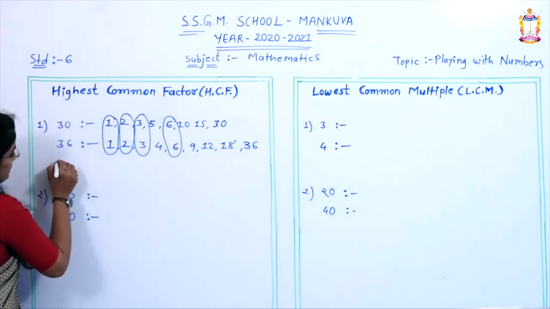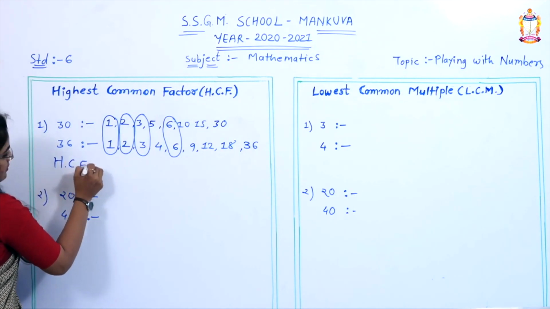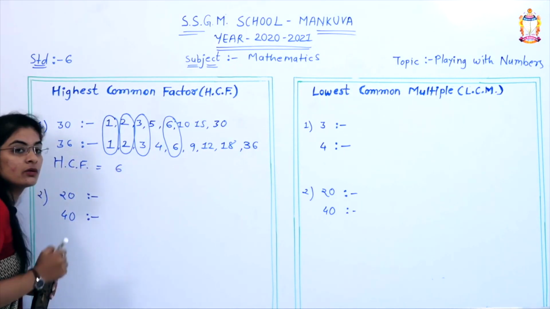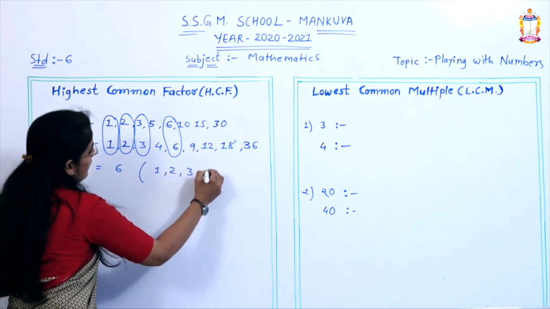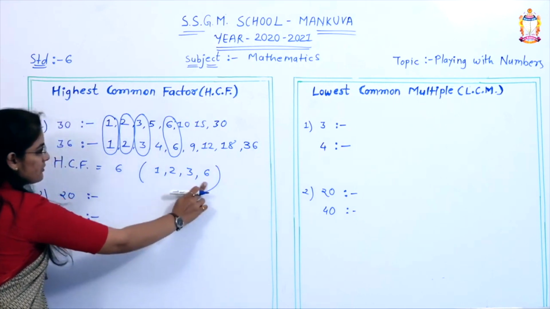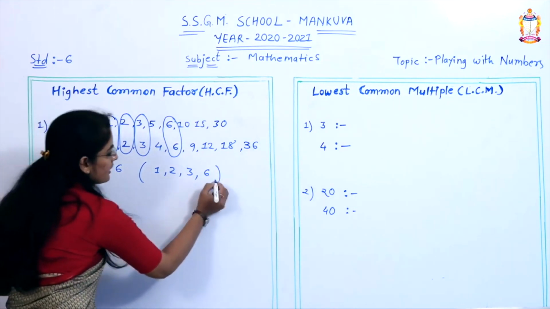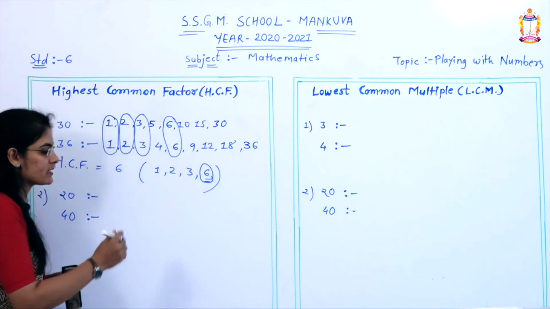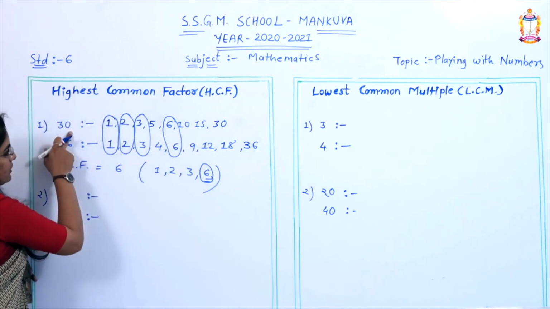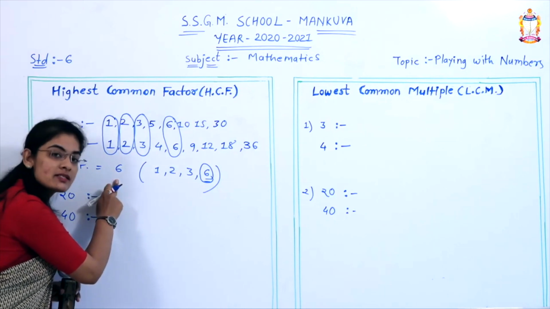So we have to write like this. HCF is equal to 6, because 1 2 3 and 6. ये इतने फैक्टर्स में से सबसे बड़ा कौन सा निकला? ये सारे कॉमन फैक्टर्स है, उसमें से ये सबसे बड़ा कौन आया? 6. इट मीन्स दैट HCF ऑफ 30 and 36 इज 6.